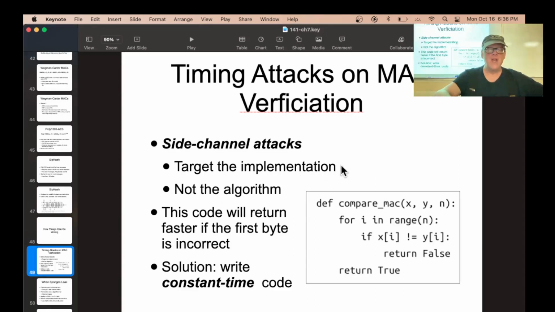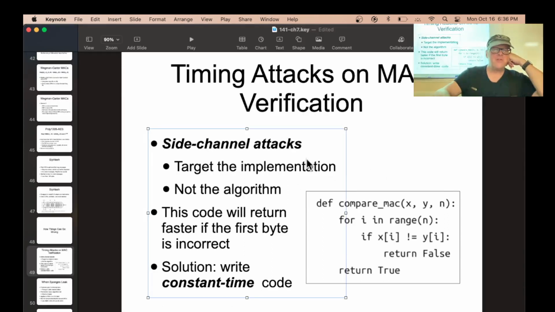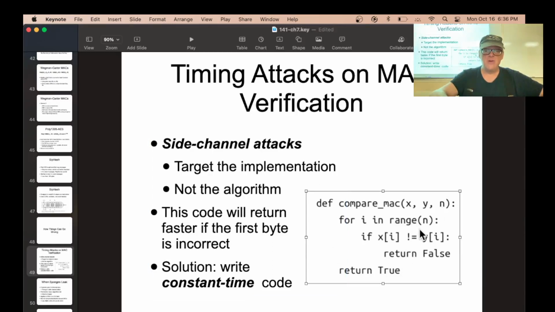So, things that can go wrong. You can have verification timing attacks. You can have side channel attacks where you target the implementation. This code, for example, will return faster if the first byte is incorrect. It's trying to decide if your MAC is correct, so it checks the first byte, and if it's wrong, then it doesn't bother to test the other bytes. So this is the problem. All the efficient code is not constant time. It looks for shortcuts and takes the shortcuts, and you don't want that. You want constant time code if you don't want a timing channel leaking out information.